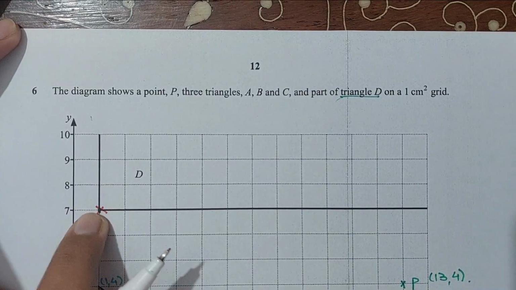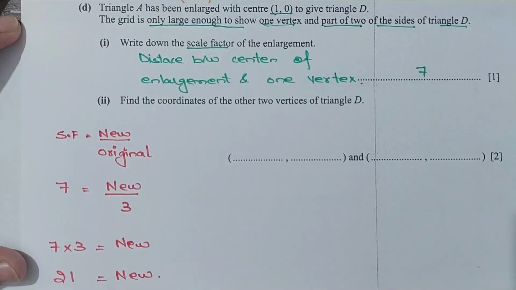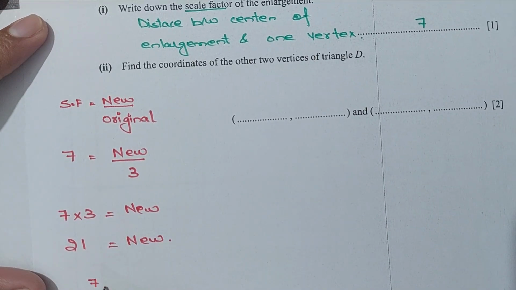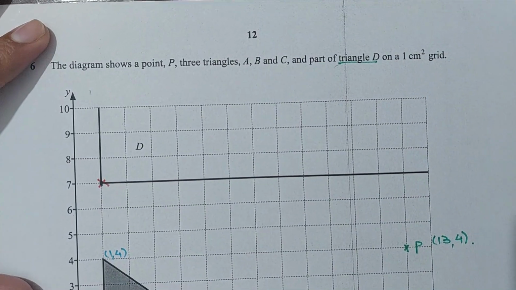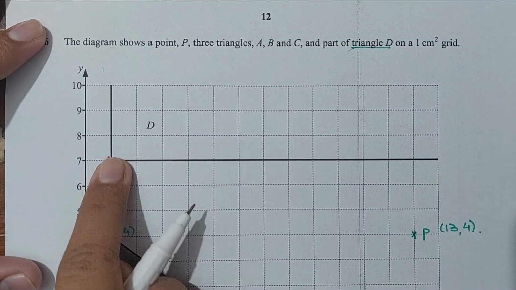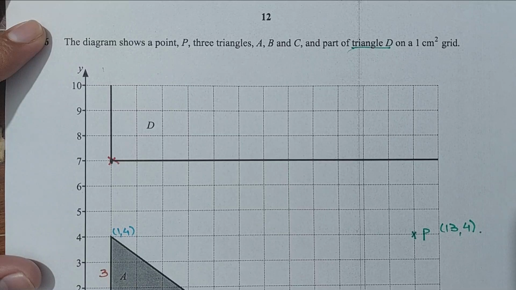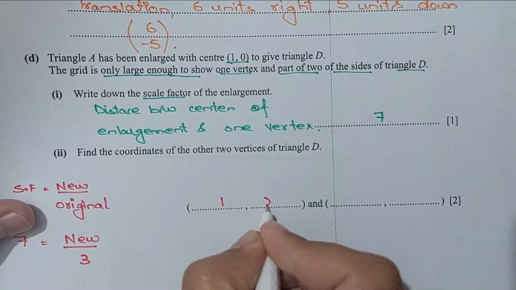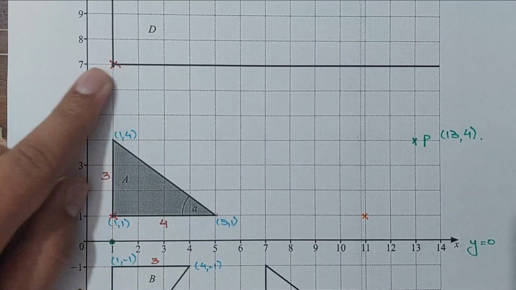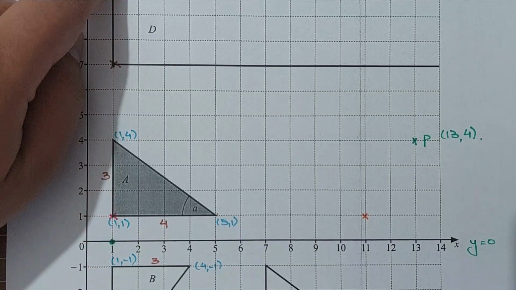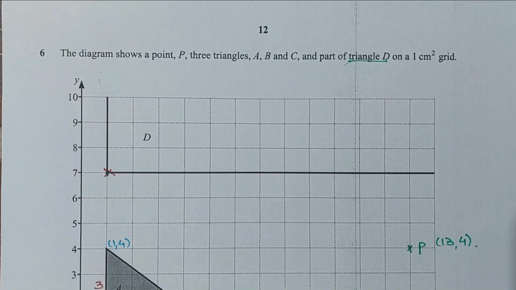So in 7, what do we add to get 21? The y coordinate. Okay, 7 plus 21 equals 28. Now you can see the x coordinate is 1 and the y coordinate is 7. The new x coordinate is 1 and the y coordinate somewhere over here is 28. So 1 and 28. I hope you understand it now.